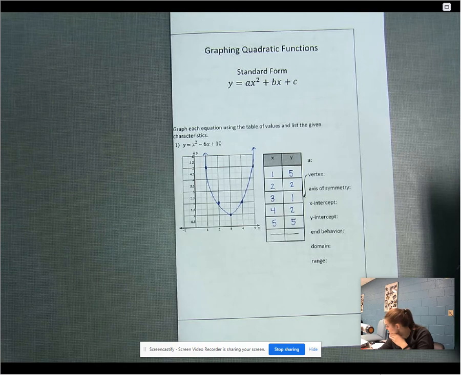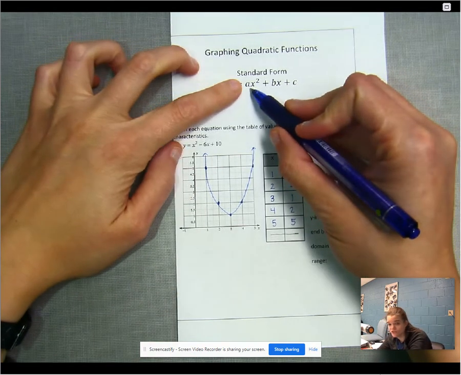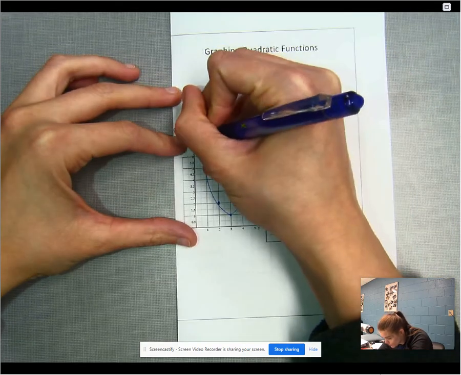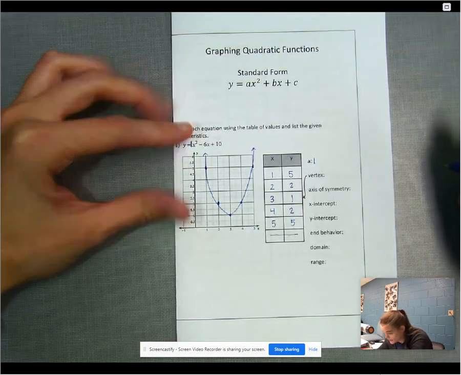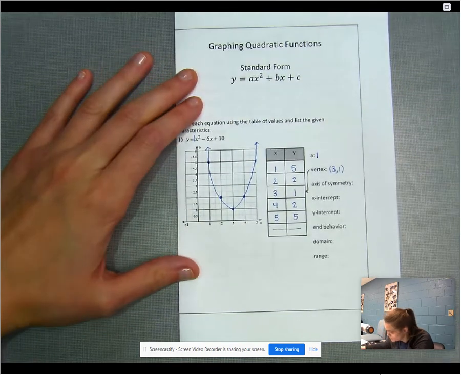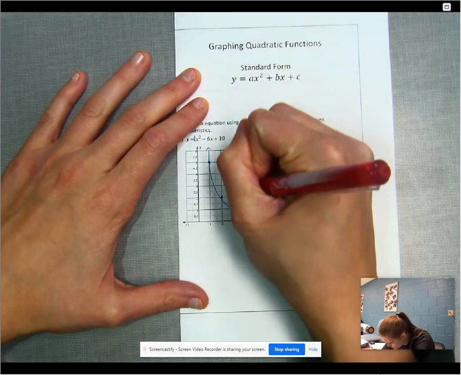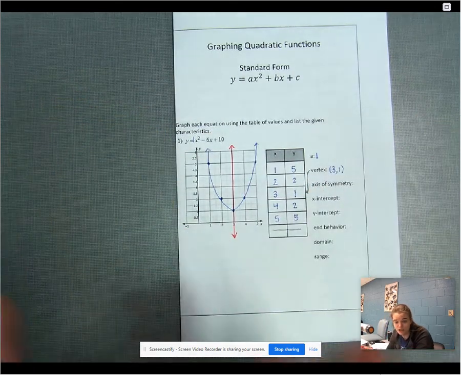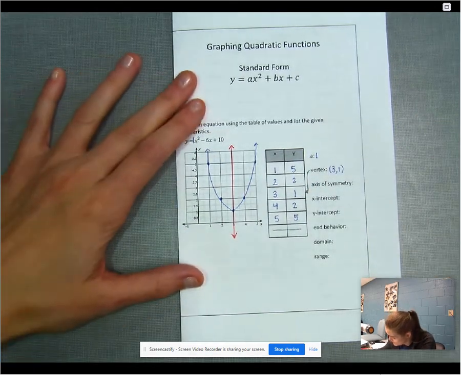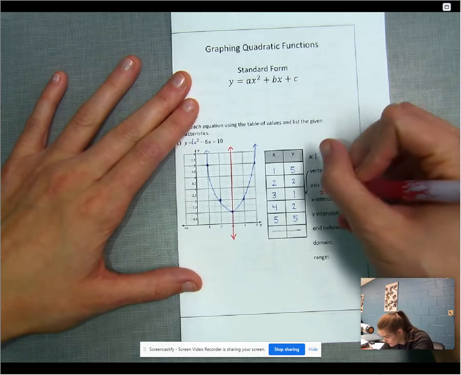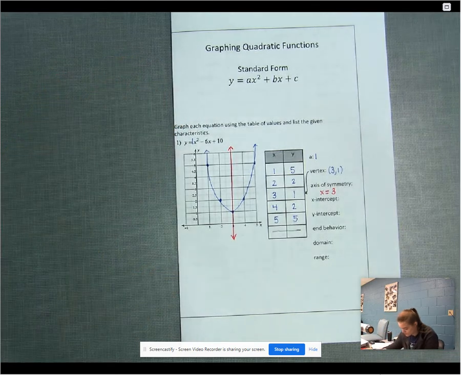Okay. The A value is still in front of x squared. There's not a number there, so that means it's a 1. So there's a 1 right there. The vertex we found is 3, 1. The axis of symmetry we talked about last week. The axis of symmetry is the line that cuts the parabola in half. That is always x equals whatever the x value of the vertex is. So that's 3.